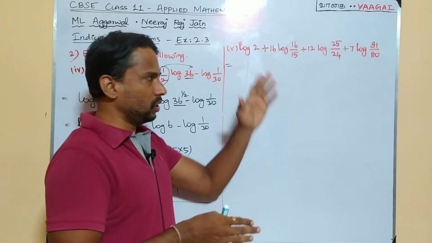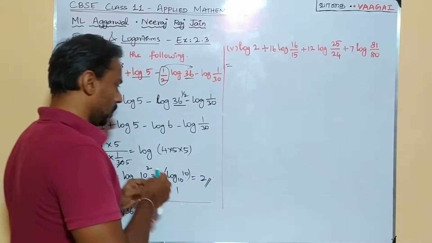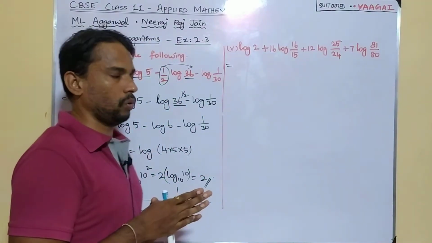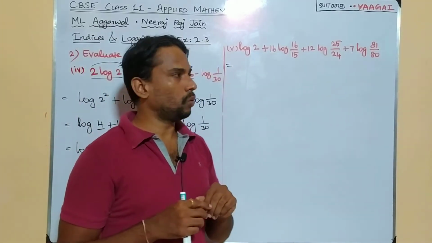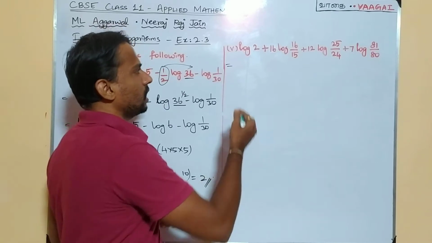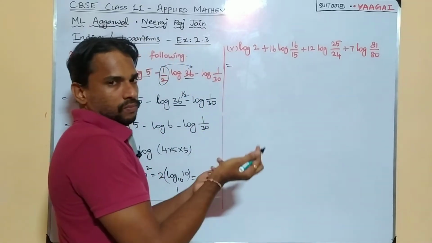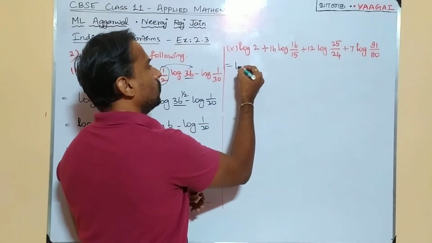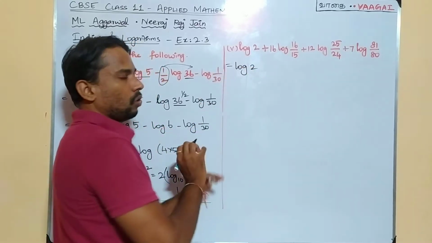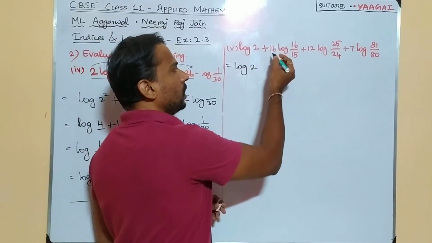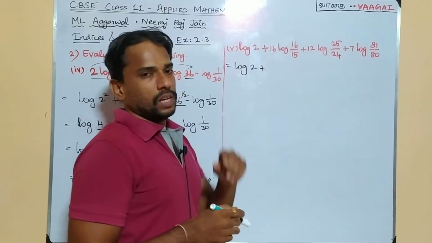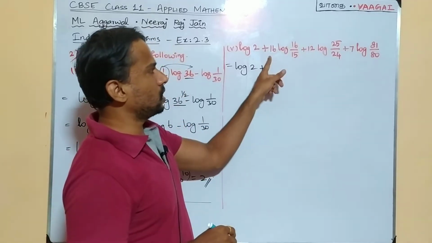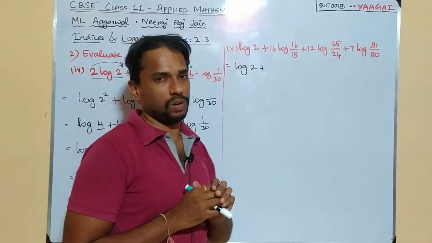For this question also, we are going to employ the same technique that we followed here. Ready? We are going to use the same technique. What I'm going to do is write everything as log of some value. So the first term will be log 2. Let me write it as log 2 itself. Now the next term is 16 log of 16 by 15. This is what we have.